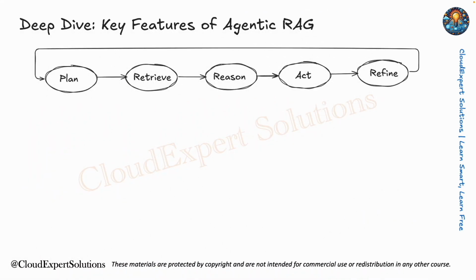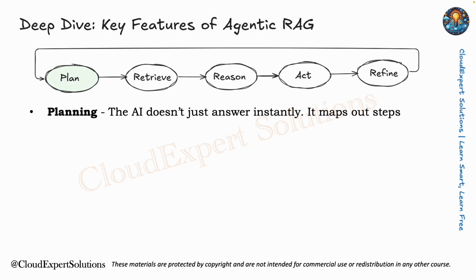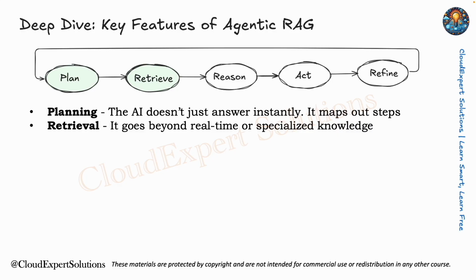Now let's understand what makes agentic RAG powerful, and review its core features. The first step is planning. The AI does not just answer instantly. It maps out steps. First I need to search articles, then maybe I need to summarize, and then double check the facts. The next step is retrieval. It goes beyond memory, fetching real-time or specialized knowledge from databases, APIs or documents. It can also branch steps based on decision points.